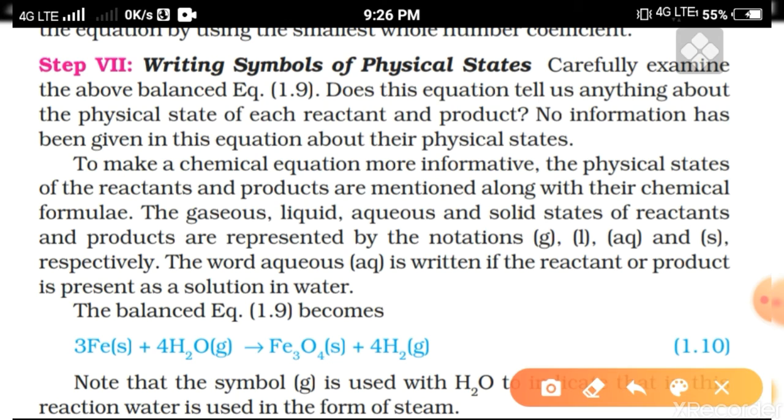Let's discuss writing the symbols of physical state. Do you know about this? On this earth's surface, different types of substances, materials or chemicals all exist in 3 states of matter. We know these are solid, liquid and gas. All substances are found in solid, liquid or gas form. So first of all we have to carefully observe which substance is found in liquid form, which in solid form, and which in gaseous form.